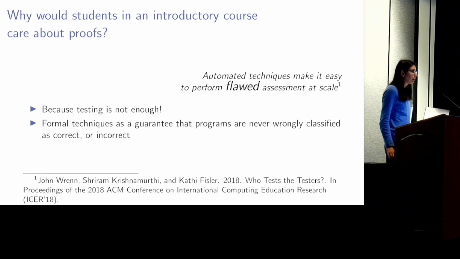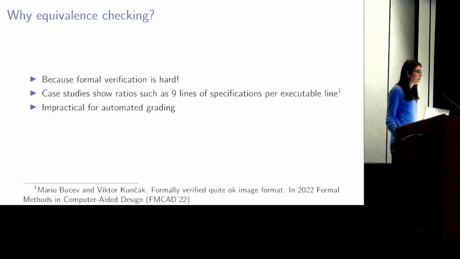Before I tell you how we answer all those questions, I want to ask a few more. So the first question is, why proofs? When we talk about introductory programming, why do we care about proofs? And my answer is that because testing is not quite enough. So testing works great for incorrect programs to give you those counterexamples, but it doesn't really give you any guarantee that programs are correct, right? So we need something stronger for this. We need formal verification.